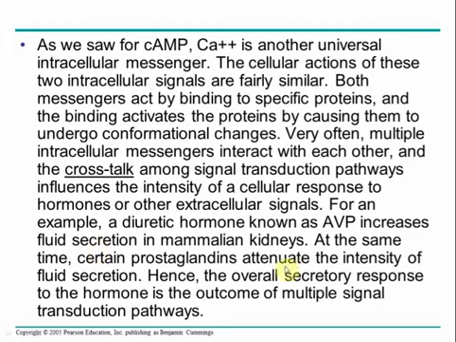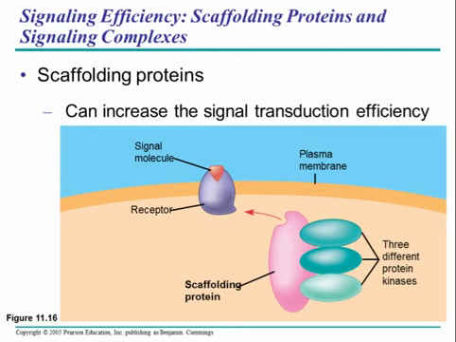And it triggers fluid secretion in the mammalian kidneys, but at the same time you have these prostaglandins that are opposing fluid secretion. They attenuate or minimize the intensity of the fluid secretion, and thus the overall response to the hormone is due to these multiple different transduction pathways that are kind of fighting each other to make for the ideal perfect response.